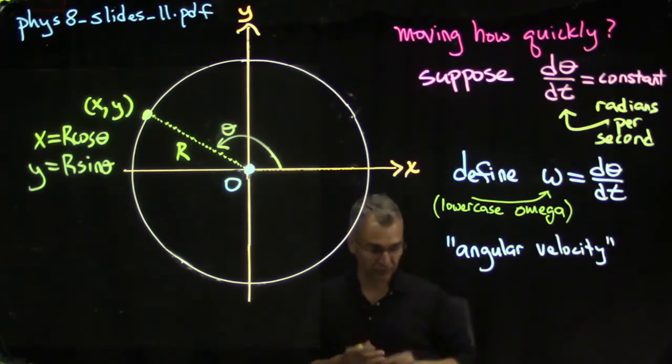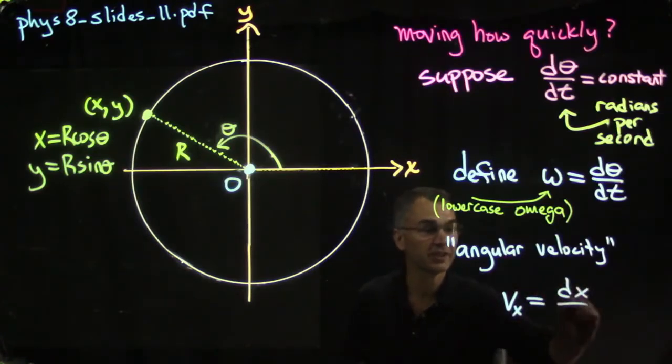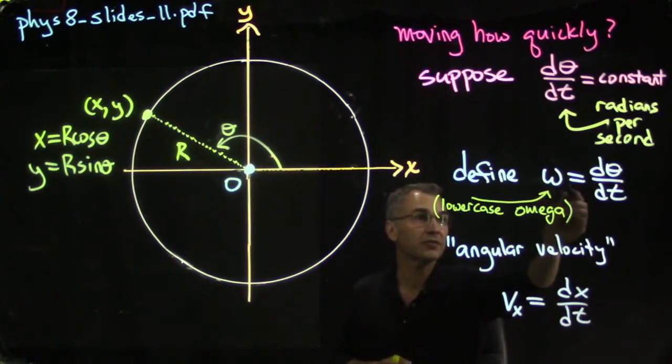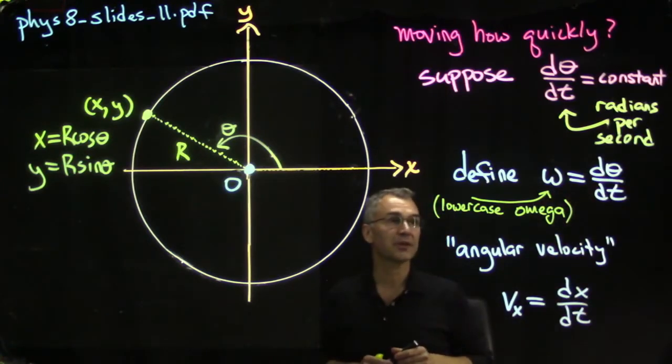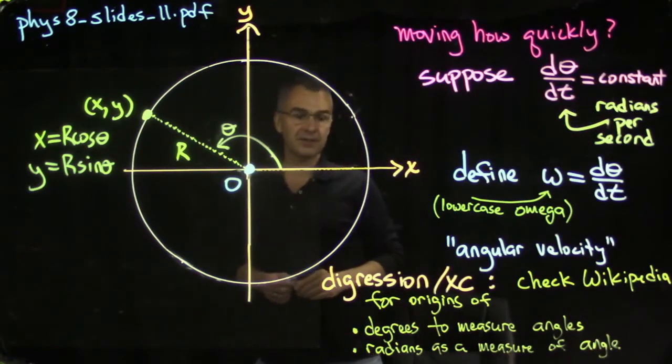This is somewhat analogous to our earlier statement that velocity in the x direction is the rate of change of the horizontal coordinate x. So omega is the rate of change of the angular variable theta, so we call it angular velocity. We will measure angular velocity in radians per second. I'll show you why in a moment.